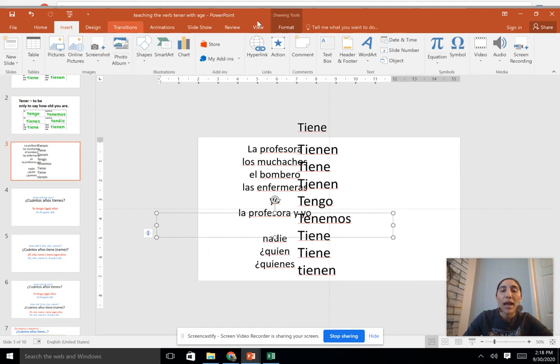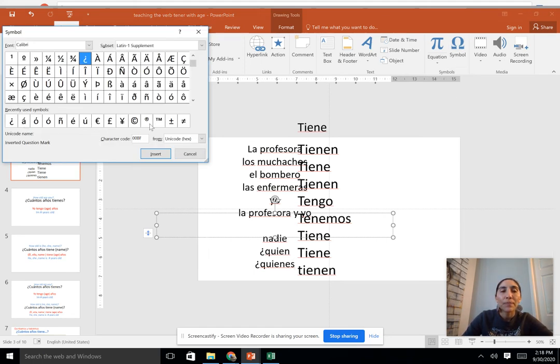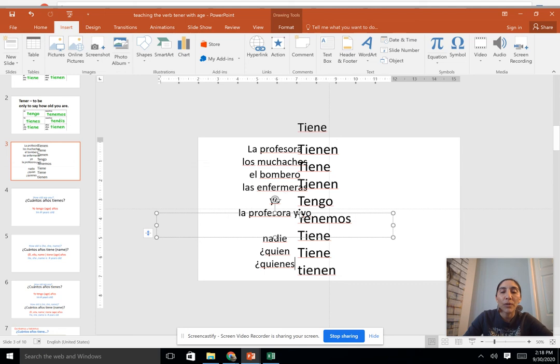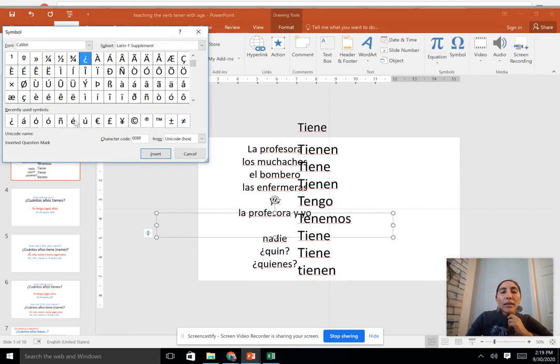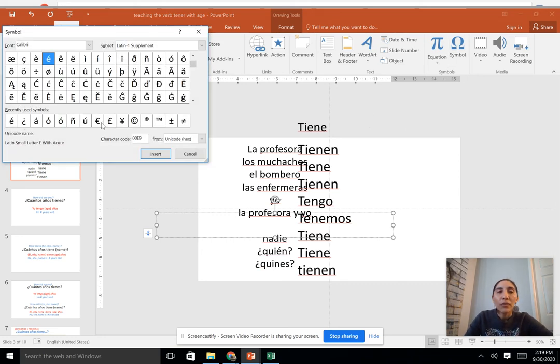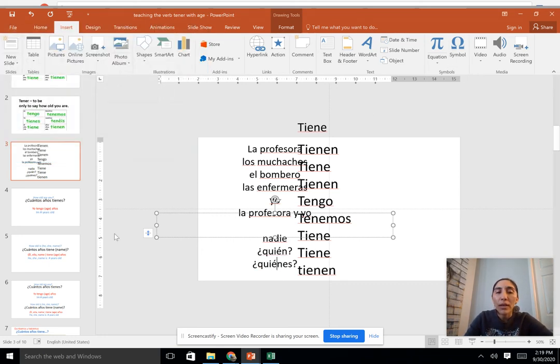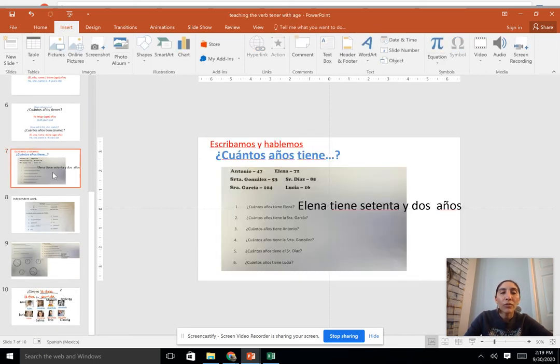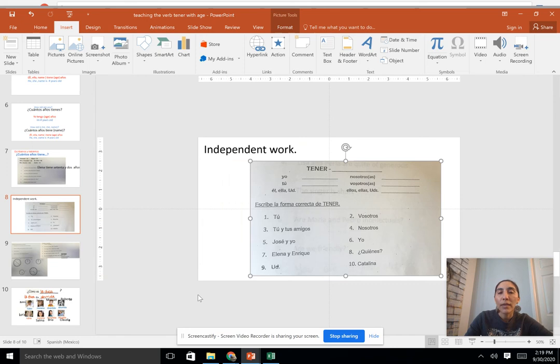Also, don't forget to add your accent marks over these question words, like quiénes. I am not going to put it right now so I don't waste time, but we have an accent mark over the E, and then you have your question marks at the end. If you are in a Google Doc, you just insert the special characters and then you're able to add the accent mark in there. So I hope that you understand how to do this work. Just as a summary, you are going to do this assignment and this assignment.